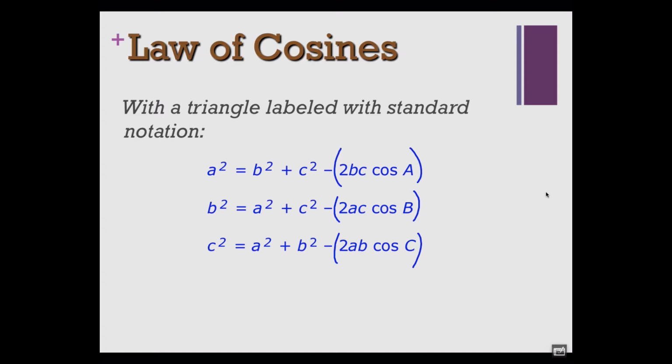So notice the first part looks like Pythagorean theorem, and then we tack on the minus 2bca. These 2 variables, the b and the c, match with the 2 variables b and c in the parentheses. The letter on the far left matches the angle on the far right.